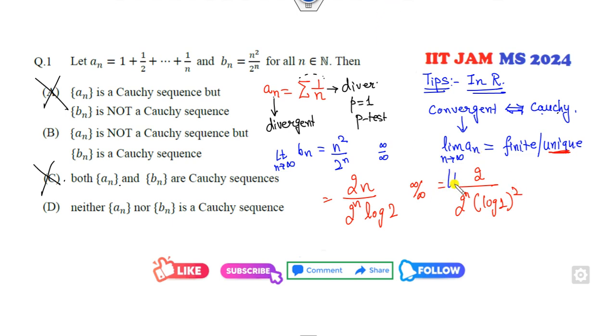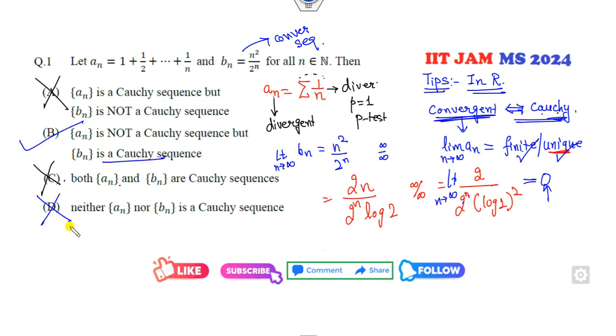Then I can take the limit as n approaches infinity. So 2 raised to power infinity is infinity, which means this is 0, which is finite and unique as well. So this is a convergent sequence. Once it's a convergent sequence, it implies it's a Cauchy sequence. So Bn is a Cauchy sequence, An is not, is the right answer of this problem.